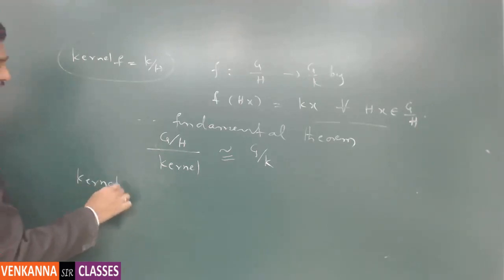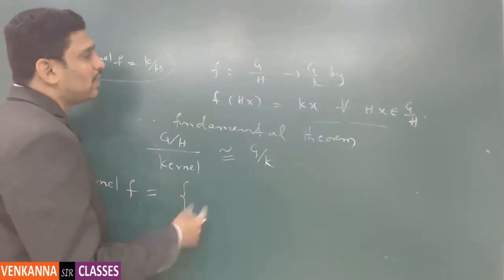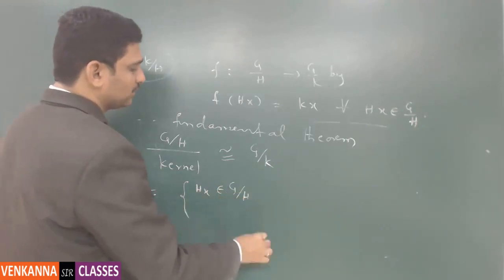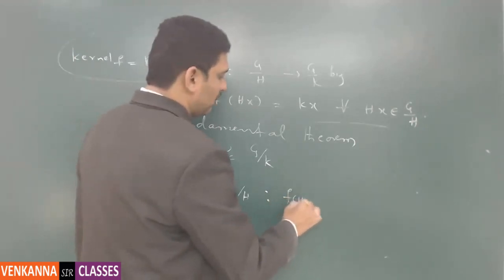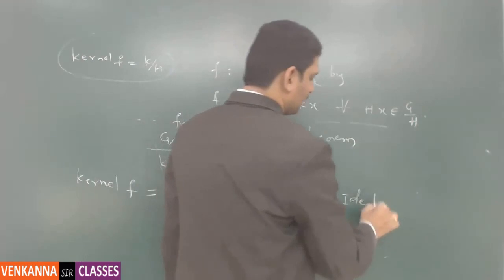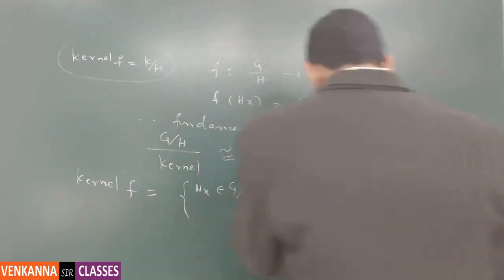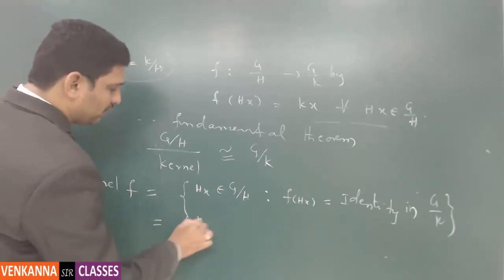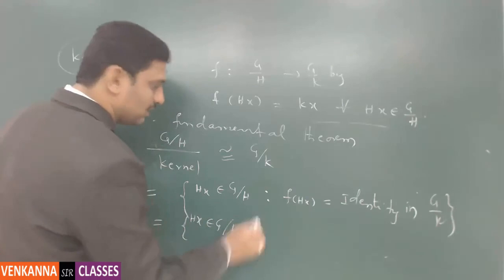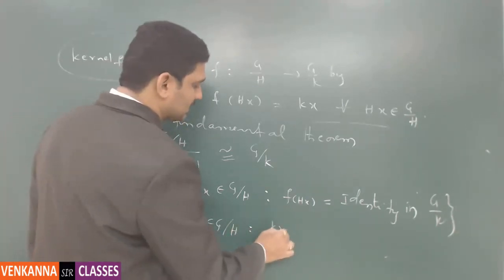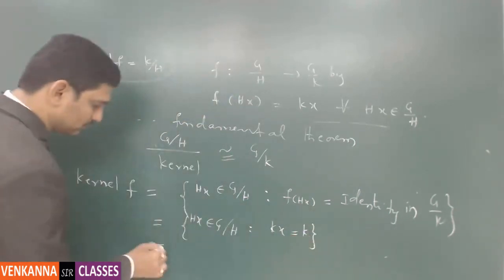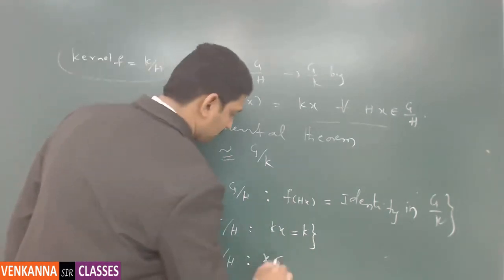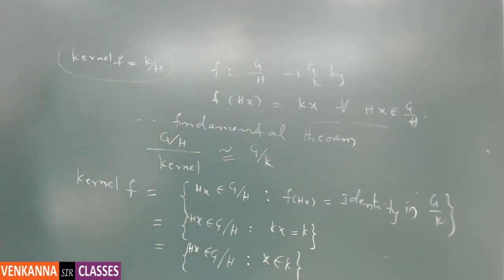If you write the kernel F definition, this is equal to the set of all elements in the domain, so set of all Hx belongs to G by H such that F of Hx is equal to identity in G by K. This is equal to the set of Hx belongs to G by H such that F of Hx, meaning Kx, is the identity K.